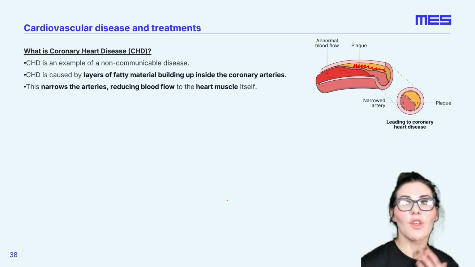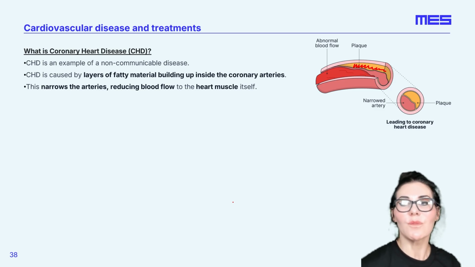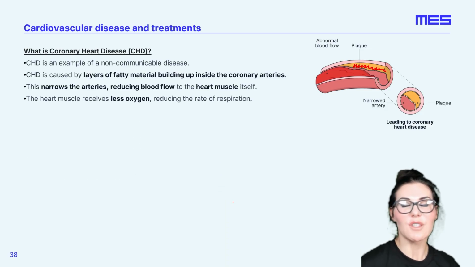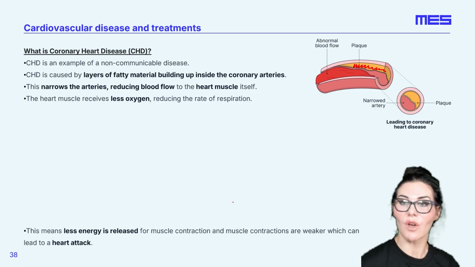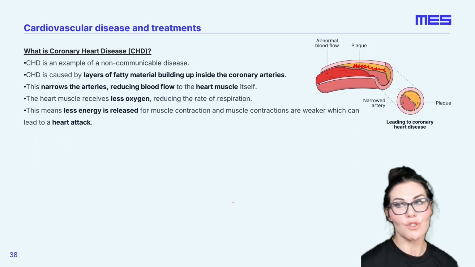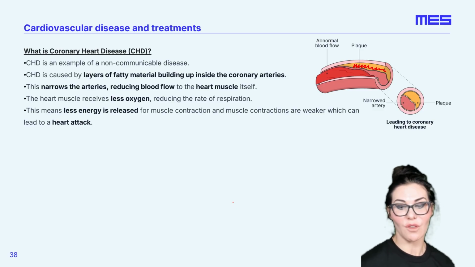And if this is happening in the coronary artery, that's the artery of the heart, the coronary arteries, I should say, because there's a few of them, then that's going to deprive the heart muscle itself of blood. And remember what blood is bringing. Blood is bringing oxygen. So if there's less oxygen being received by the heart muscle, then respiration rates are going to reduce, which means in turn less energy for the muscle contraction. And if the heart contractions are either weakened or even prevented, that's what causes a heart attack. The heart will go into spasm, or it will stop working completely.